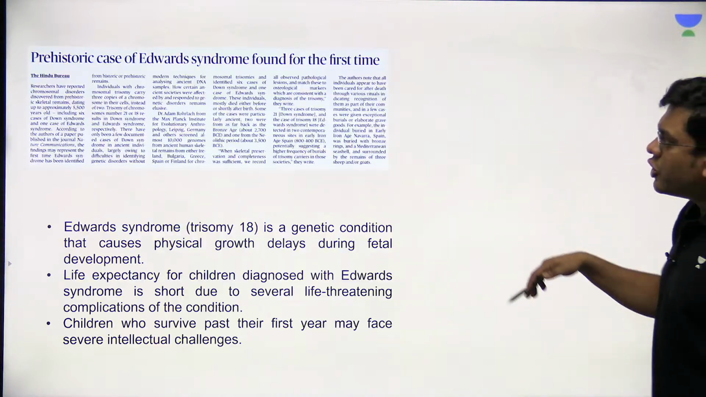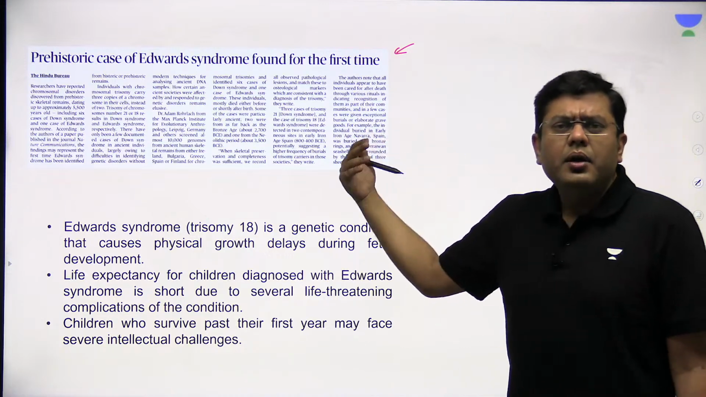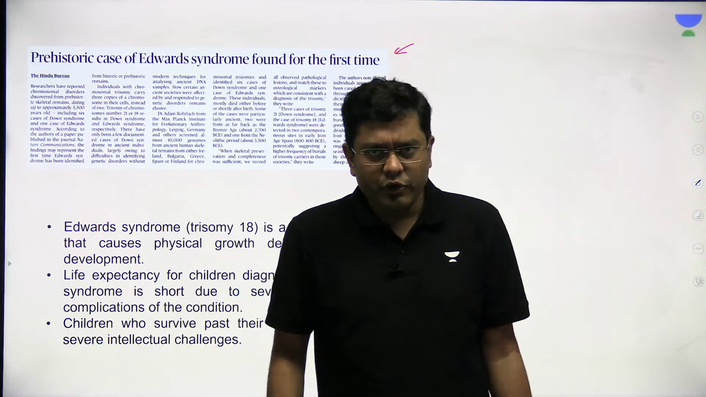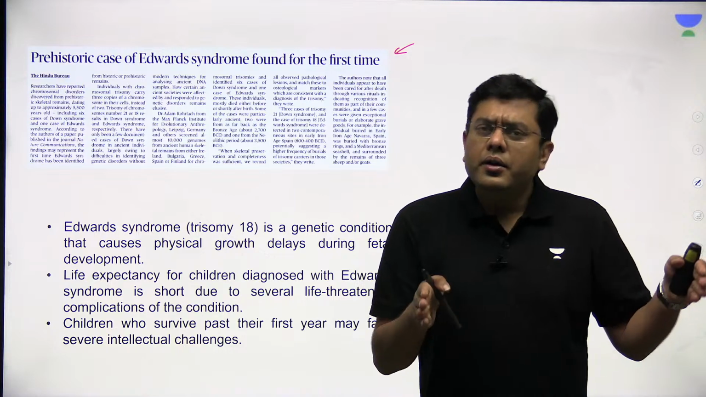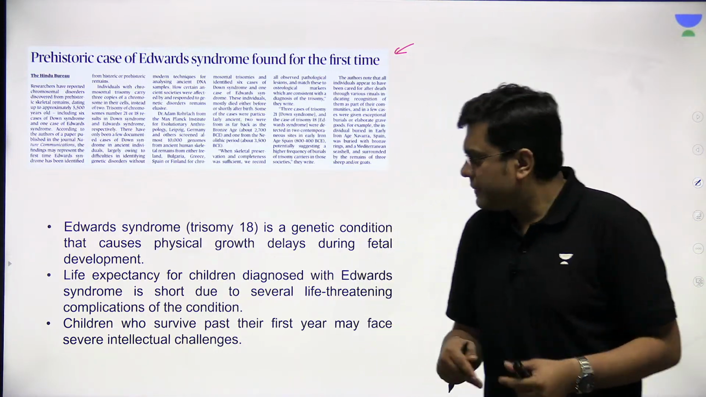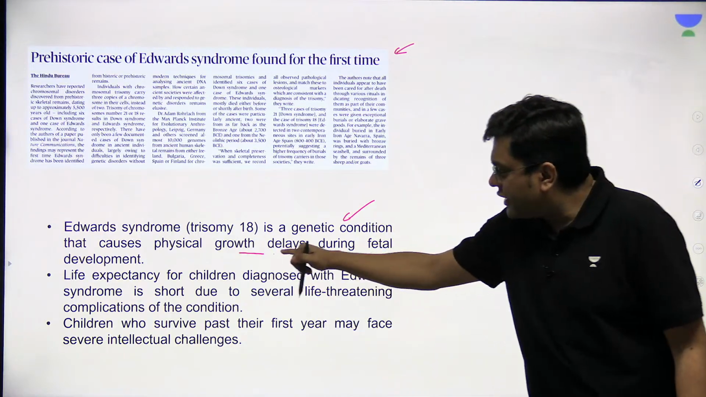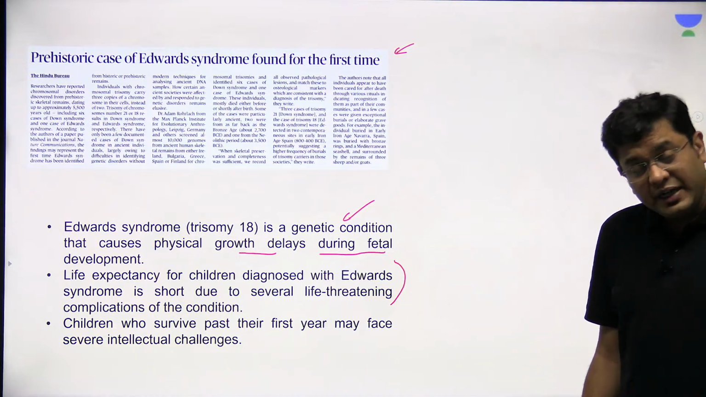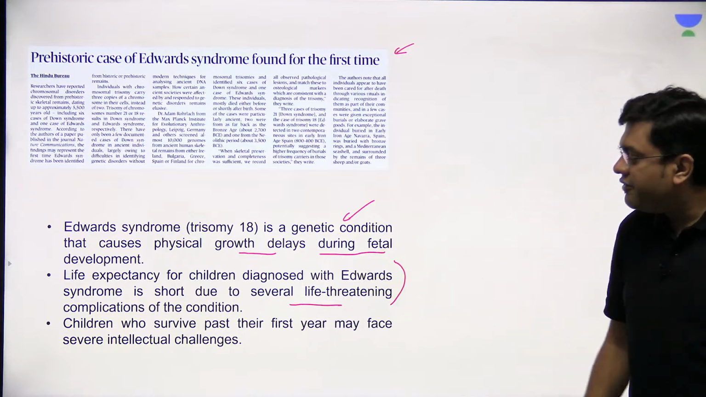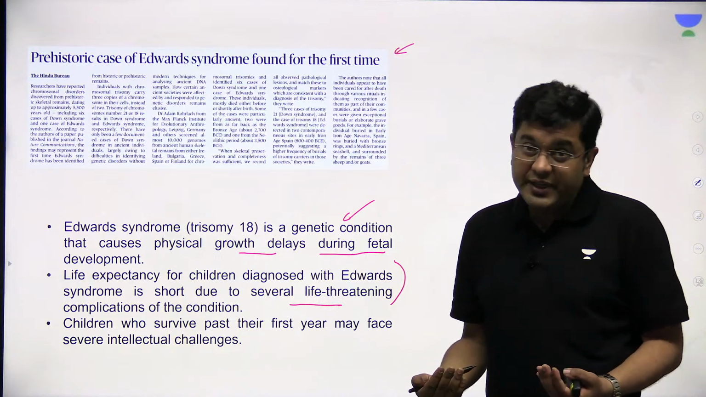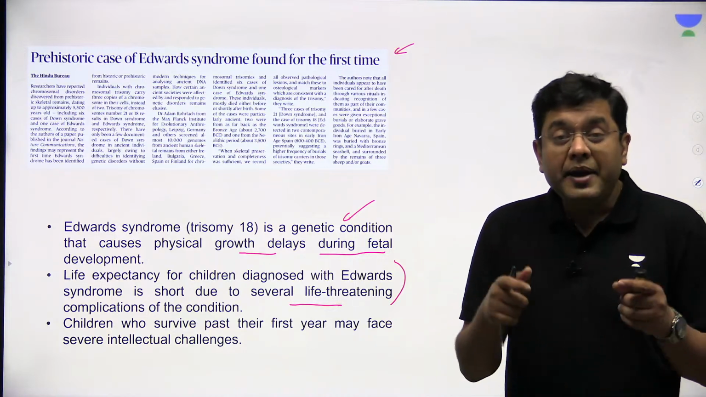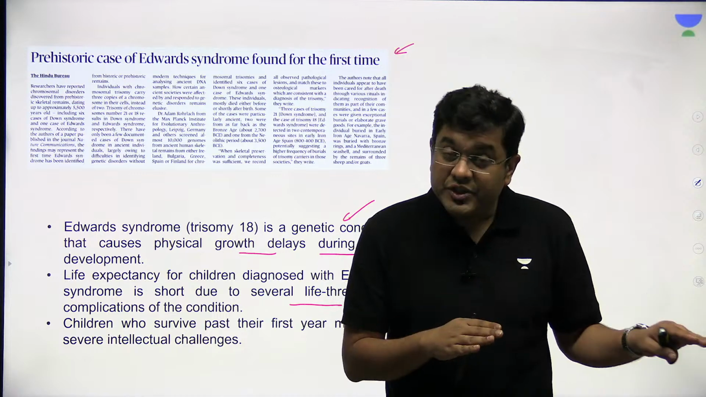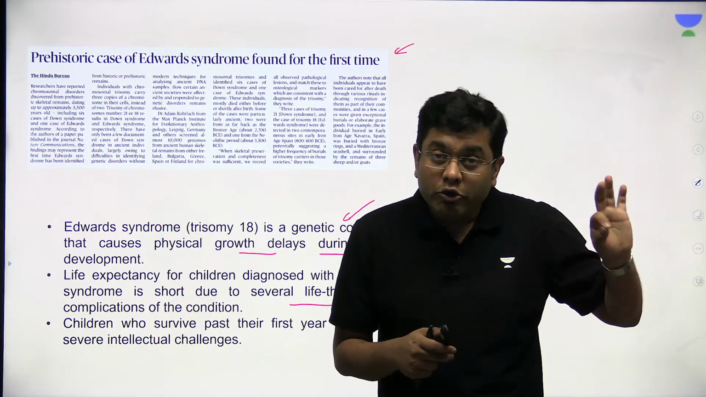Okay. Now, prehistoric case of Edwards syndrome found for the first time. Now here, looking at ancient skeletal remains, you have the scientists finding out evidences of Edwards syndrome. What is Edwards syndrome? Edwards syndrome, just like Down syndrome, is a deficiency or rather a malignancy of the chromosomes. So it is a genetic condition that causes physical growth delays even during the time of the fetal development. Life expectancy of children diagnosed with this syndrome is very less due to life-threatening conditions. If the child survives the first year, then there are various intellectual and mental capacity challenges that they face through their lives. So that is the Edwards syndrome. It is the deficiency or rather the various different lacunae in the chromosomal setup.